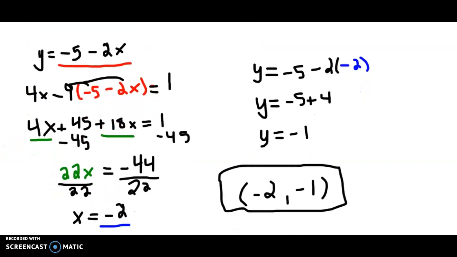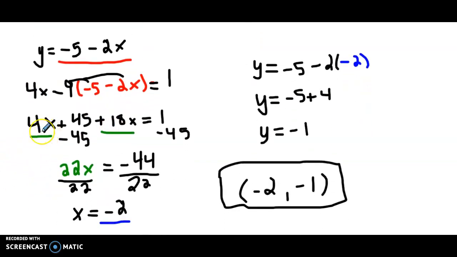And then here on the next one, I did 2 steps in one. I'm combining like terms in the underlined in green. 4x and 18x is 22x, and then I subtracted 45 on both sides. This cancels, and this becomes -44.